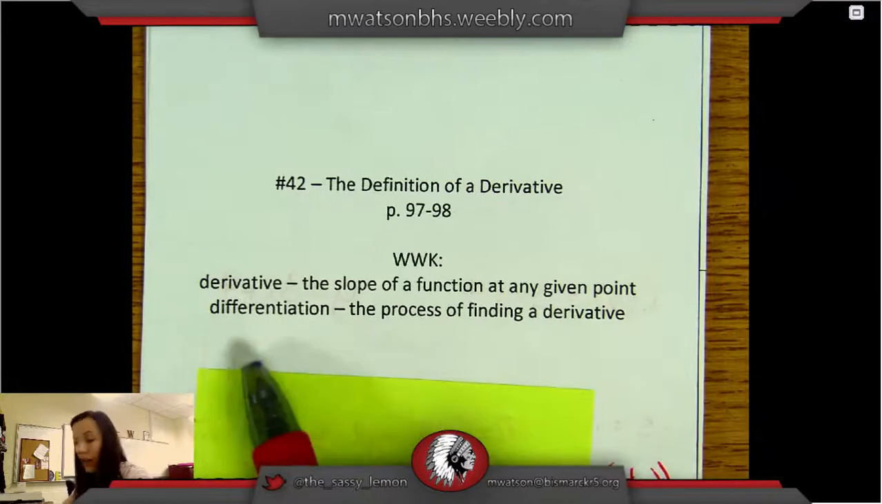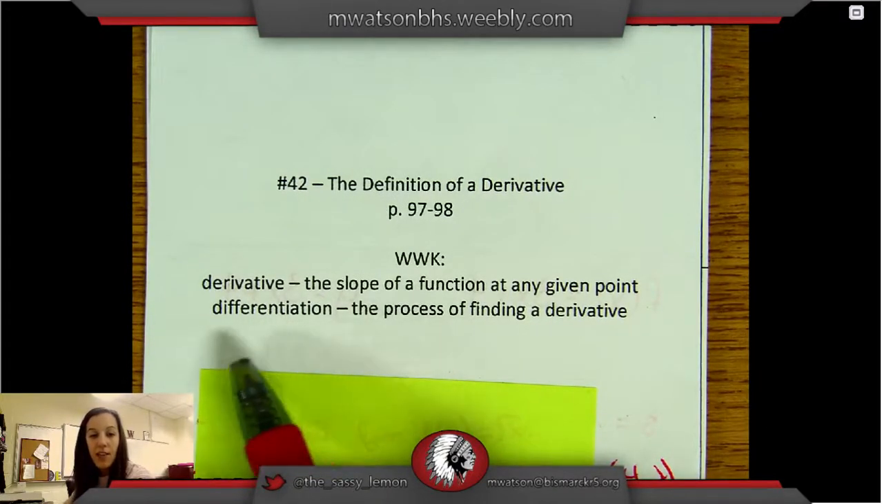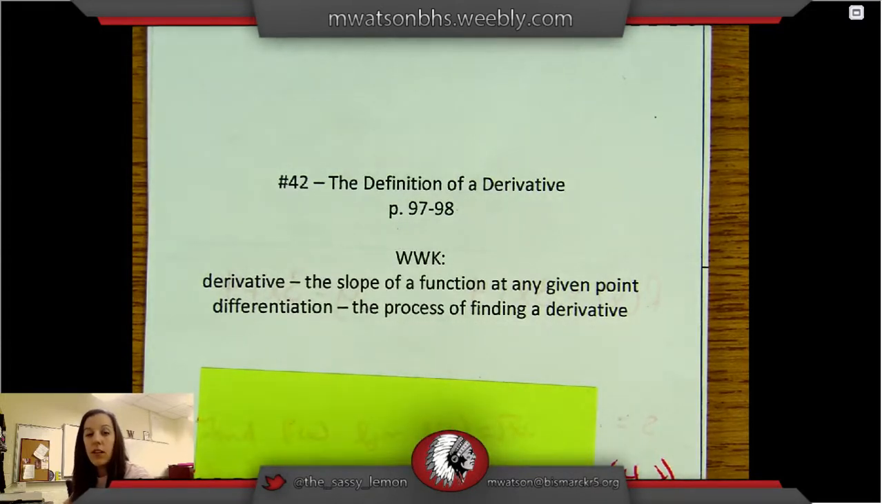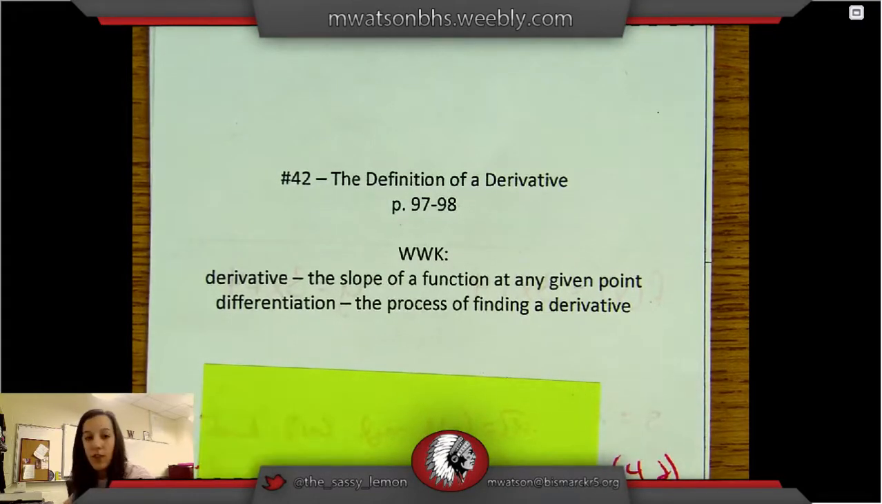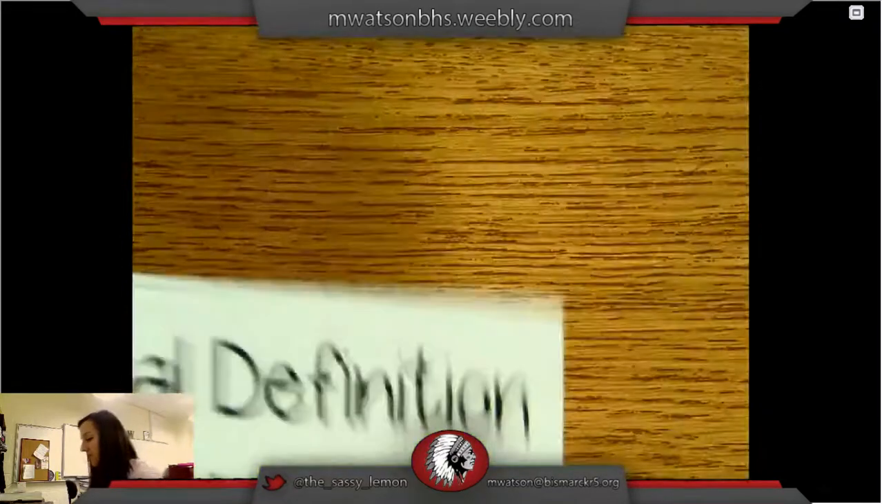Another important word that you might hear is the word differentiation. And differentiation just means the process of finding a derivative. So you wouldn't technically say derive. You could, but another word for that is differentiate. And that's the word that a lot of math teachers use. All right, so let's go ahead and get started.